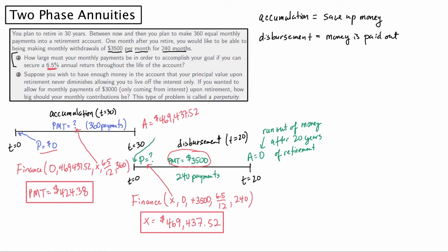That means that if I save $424.38 each month, make 360 payments, and retire at the end of that time, I could have almost $500,000 in that account. Now this assumes 6.5% interest, but at the end of this, I will have given myself a lot of money. In fact, I will have paid myself well more than the amount of money that I put in. So let's talk about the total interest earned for this problem.